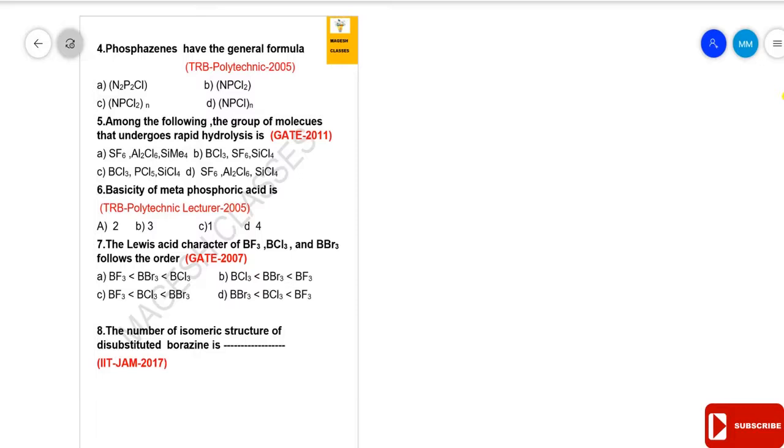Phosphazenes have the general formula. It is a TRB-Polytechnic 2005 question. What is phosphazenes? Nitrogen is connected to phosphorus, and phosphorus is connected to nitrogen alternately, and this group is repeated n times. Here n is equal to 3, 4, 5. So what is the structure? Your option is (NPCl2)n. This is C.